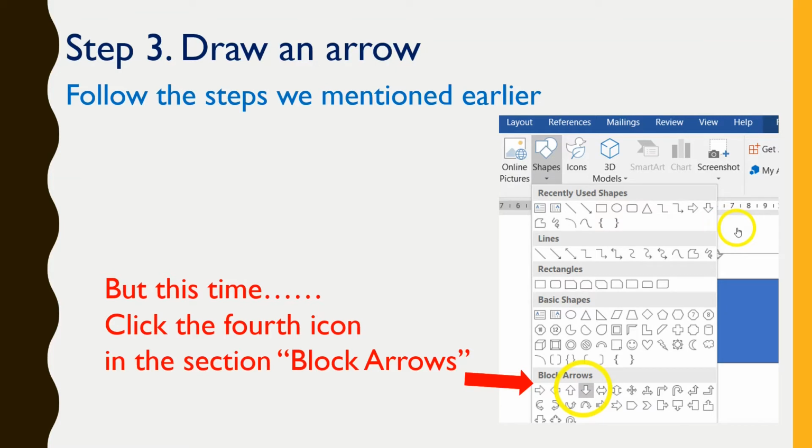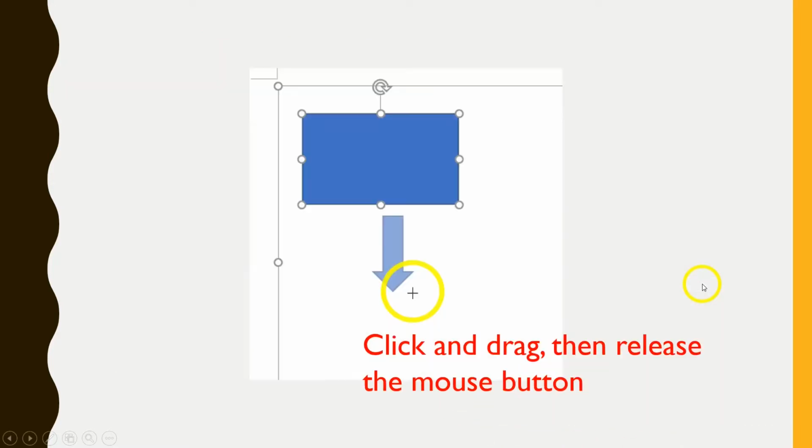Step 3. Now we'll draw an arrow. Just follow the steps we mentioned before and find shapes. This time, click the 4th icon. The arrow points downward in the section Block Arrows. Click and drag to draw an arrow, then release the mouse button.